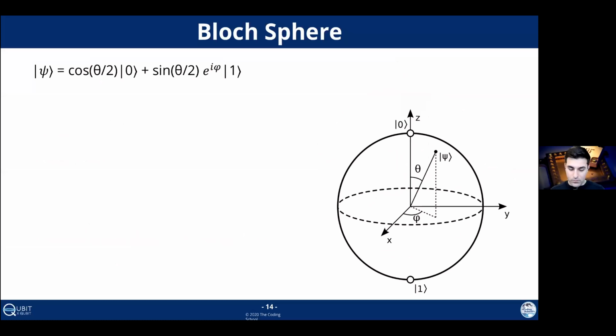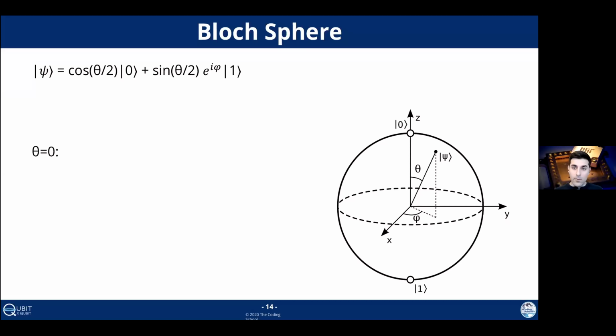Again, just to reiterate, we can show the state of our quantum state as cosine of theta divided by 2 times the 0 state, plus sine of theta divided by 2 times e to the i phi, in front of the 1 state. And this theta and phi are, I think, called the polar angle and the azimuthal angle of the point on a sphere.